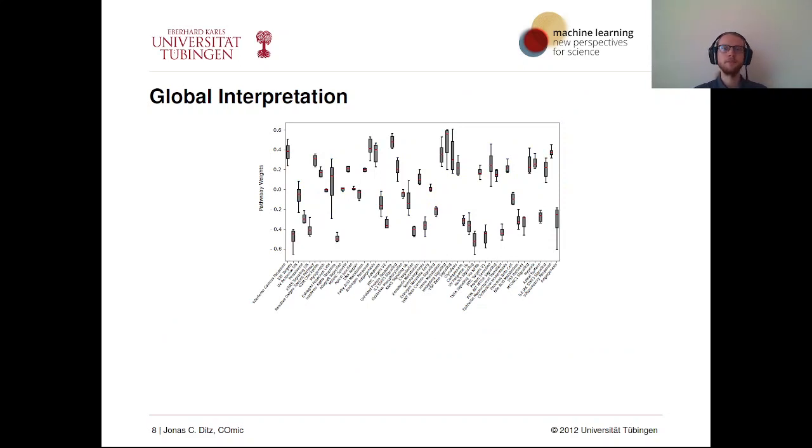So the first interpretation that we investigated was the global interpretation. What you can see here is on the x-axis the 50 hallmark gene sets or pathways, and on the y-axis the weight learned for each pathway. Furthermore, the boxes are created by using the weights learned on each of the 6 different breast cancer cohorts. And the first result that we saw was that the pathway weight signature remains rather stable across cohorts, which was expected, and it's a very good first result.